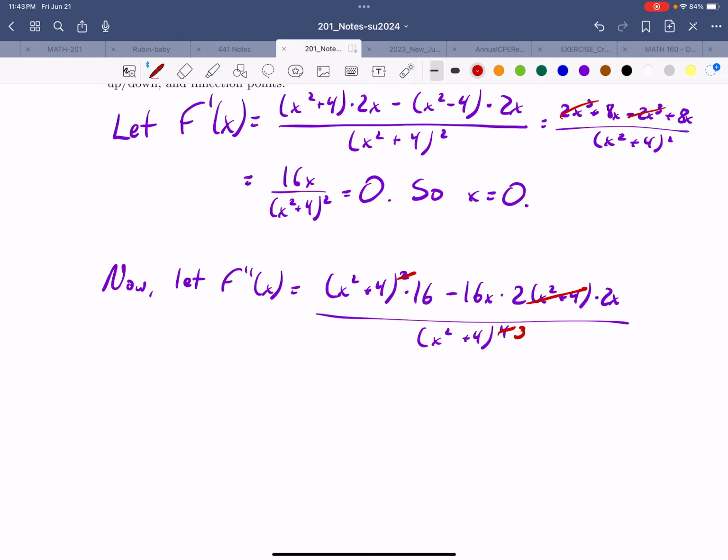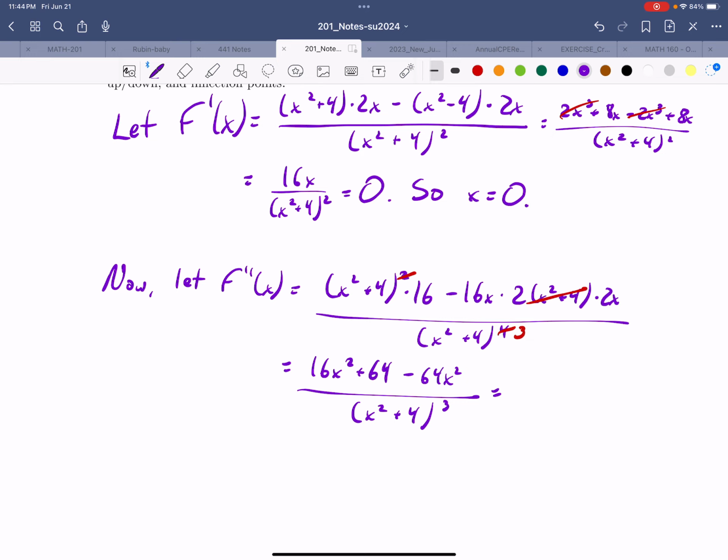We normally don't get to do that with the quotient rule, but this time we do. And that's very nice, because simplification is going to be annoying, right? Here it's not so bad. This is going to be 16x squared plus 64 minus, no, wait, hold on a sec, minus 64x squared all over x squared plus 4 quantity cubed.